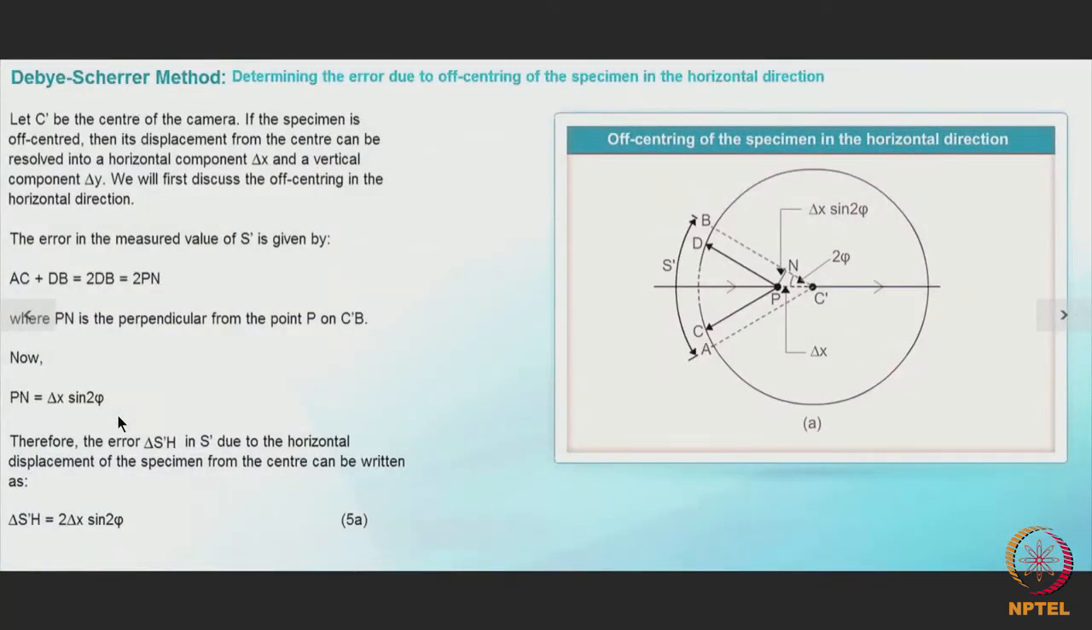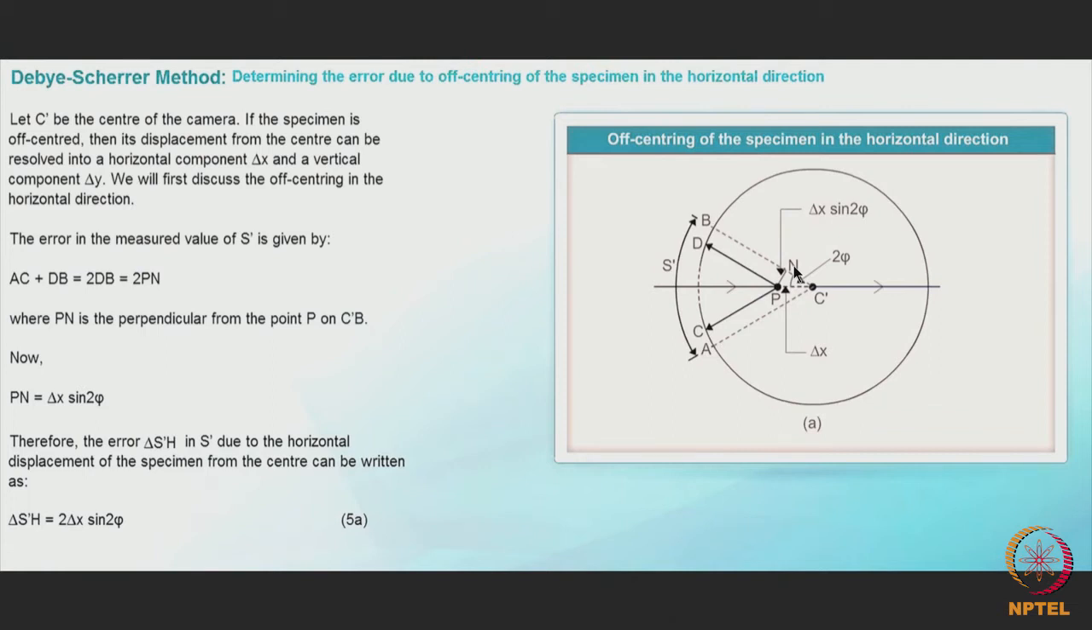Now, we will find out how much the error is going to be due to the off centering of the specimen in the horizontal direction. Say for example, let C prime be the center of the camera. If the specimen is off centered, then its displacement from the center can be resolved into two components, a horizontal component delta x and a vertical component delta y.